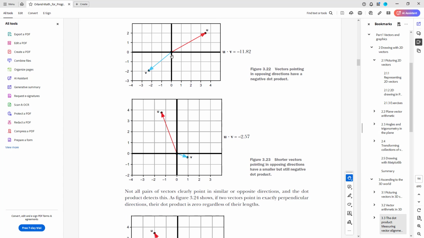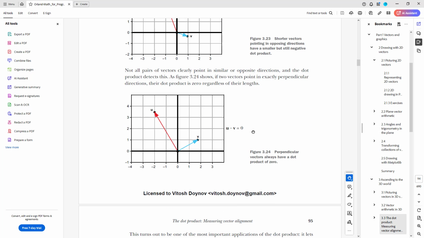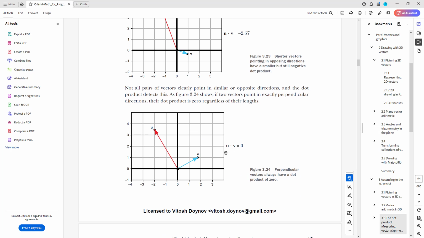Not aligned vectors, and by that I mean with an angle bigger than 90 degrees, obviously, give a negative dot product. With one tiny vector and one bigger one, so one with a smaller magnitude and one with a bigger magnitude, it is minus 257. And of course, the dot product between perpendicular vectors is 0.